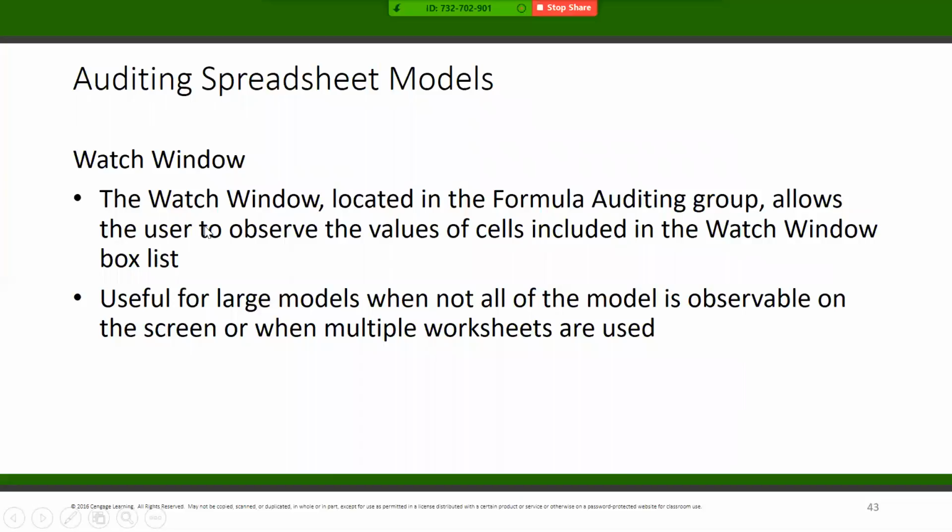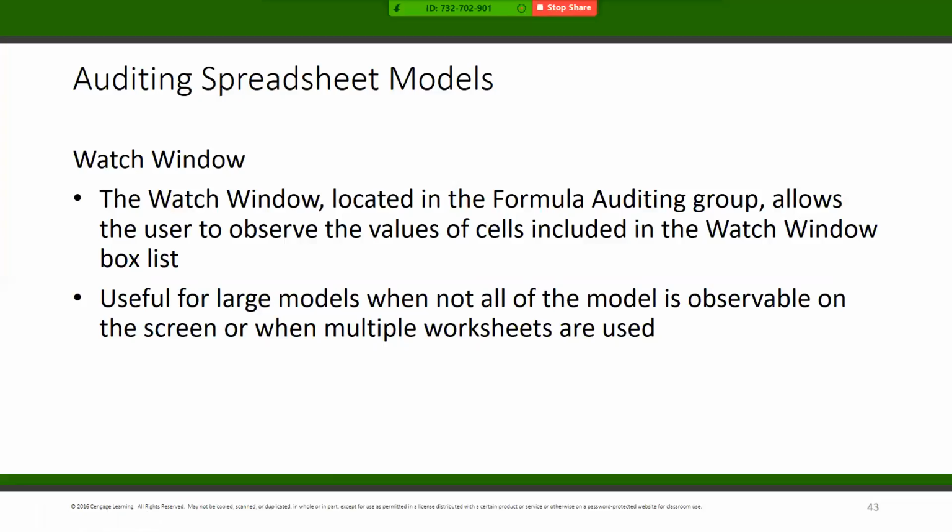Now we also have a watch window. Okay, so the watch window located in the formula auditing group allows the user to observe the values of cells included in the watch window box list. Now this again is useful for large models when not all the model is observable on the screen or when multiple worksheets are used.